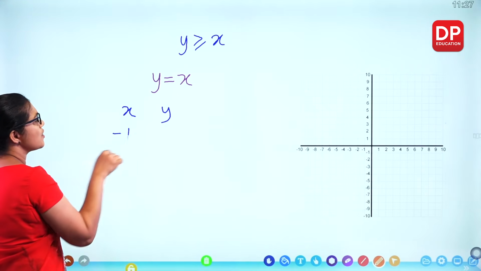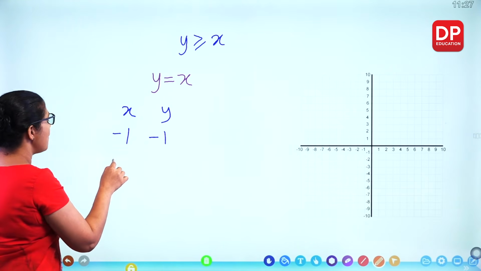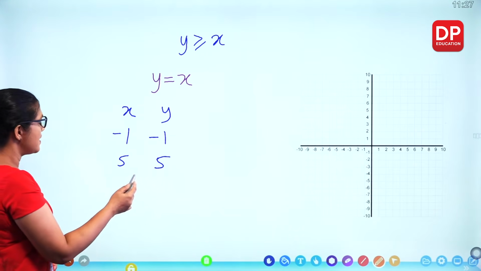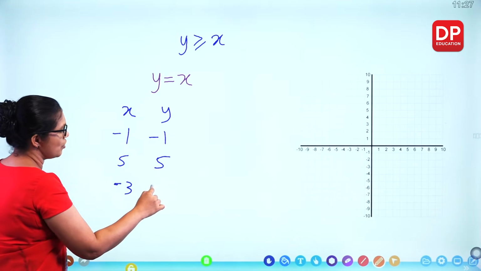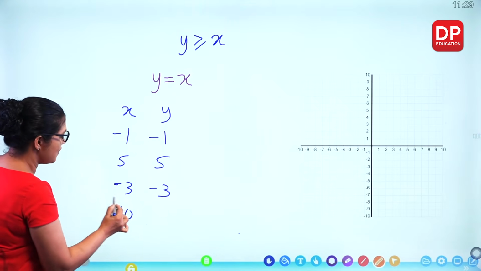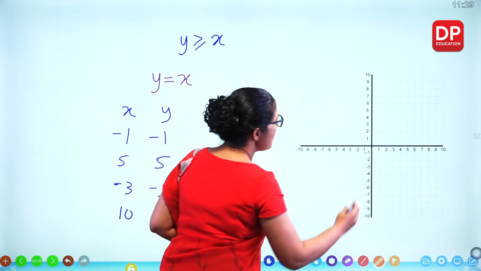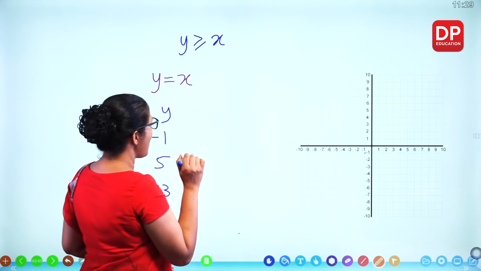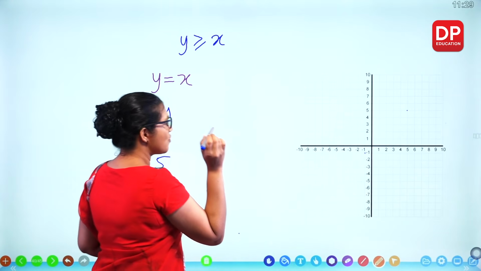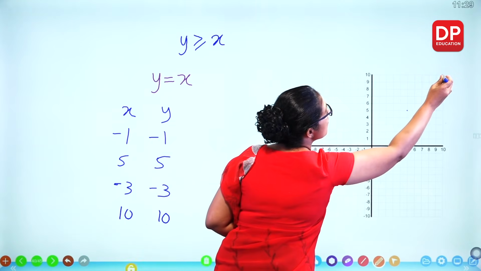Okay, I'll take -1. Both are equal, so the y should be -1. If it's 5, this is also 5. If this is -3, this should be -3. So we'll take another point. We'll take 10 and if this is 10, this is also 10. Now we'll try to mark this -1, -1. This is the point. 5 and 5, you are getting here. -3 and -3 here. 10 and 10 somewhere here.